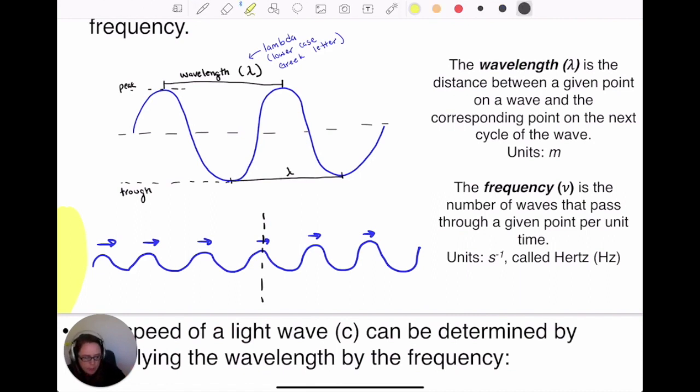For each of these, for wavelength and frequency, we have standard units that we use to describe them. For wavelength, that's going to be meters. Okay. So it's a unit of length. We use meters.